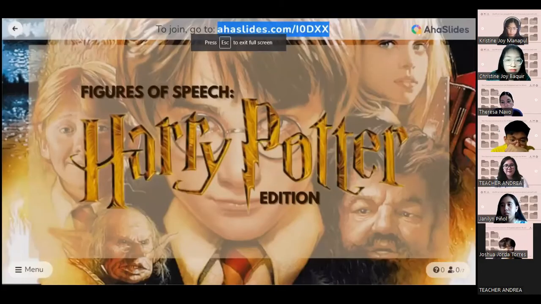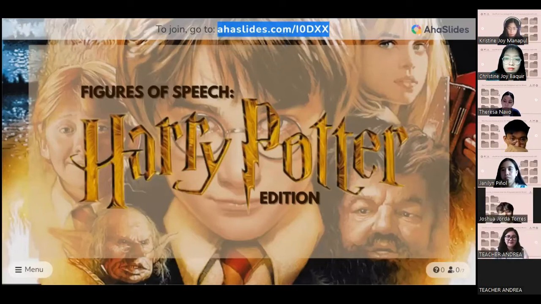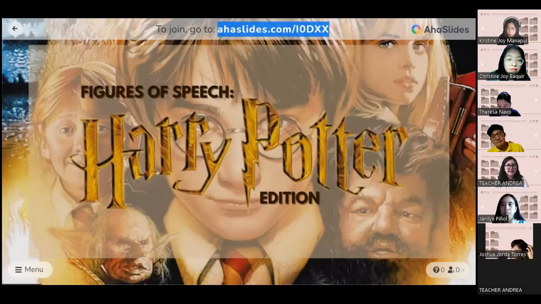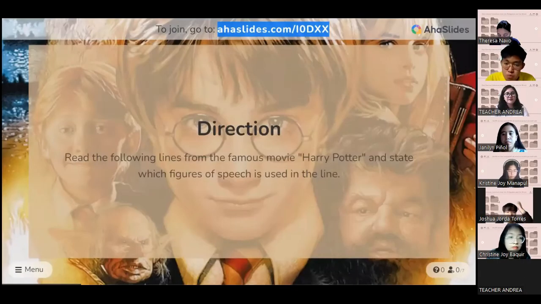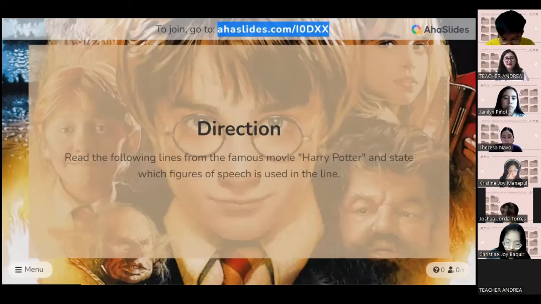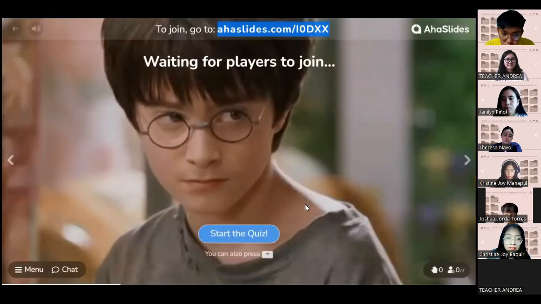I can see 4 people raising their hand. Okay, 6. So I think we can start now. For the direction, you'll just have to read the following lines from the famous movie Harry Potter and state which figure of speech is used in the following lines from our favorite Harry Potter. So I think we can start the game.